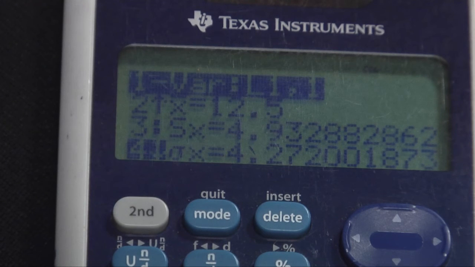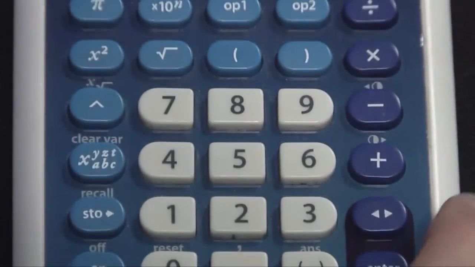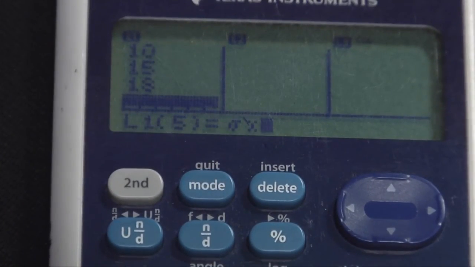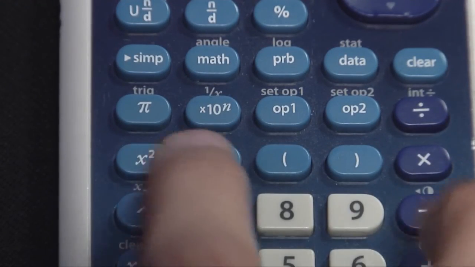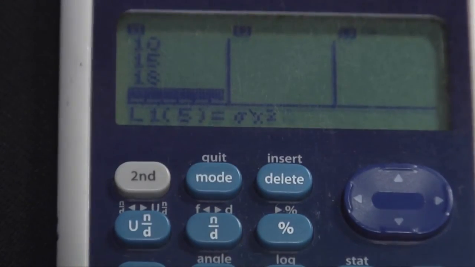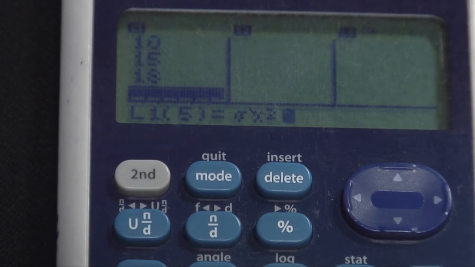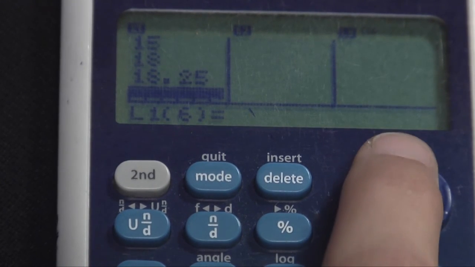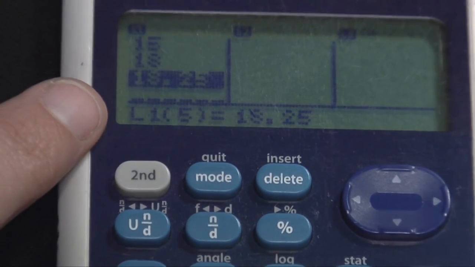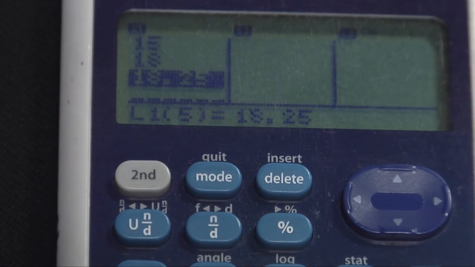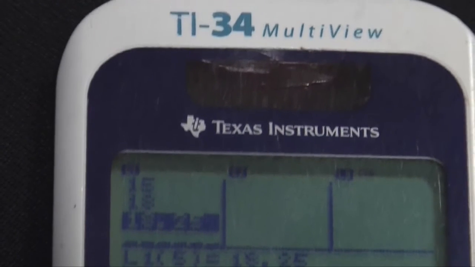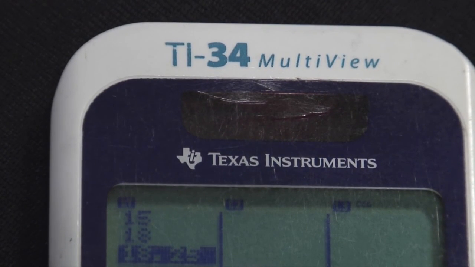I can write that number down. Had I needed the population variance, I'm going to go through the same process where I select that by hitting enter. It's going to go into my list. I'm going to choose to square it, and I need to hit enter one final time. I can even scroll up to notice this time there are no other decimal values. 18.25 is the population variance. And that is how you use the TI-34 calculator.